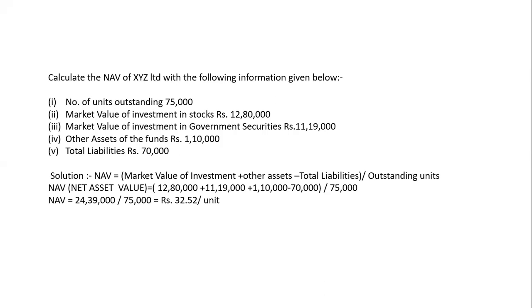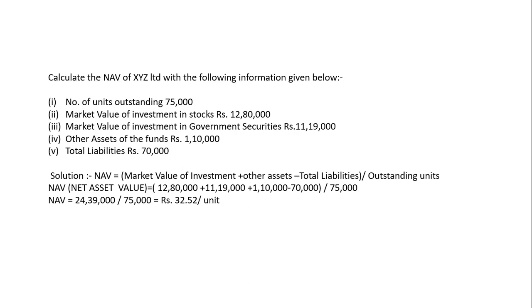The net assets of mutual funds are market value of investment in stocks 12,80,000, market value of investment in GSEC 11,19,000. Mutual fund is only having funds for investment. This company is pooling funds from the public and they are investing into different stocks and GSEC. If you add the value of investment in stocks and the value of investment in GSEC, you will get the total market value of investments. Also, you can add other assets because it is also part of asset side.